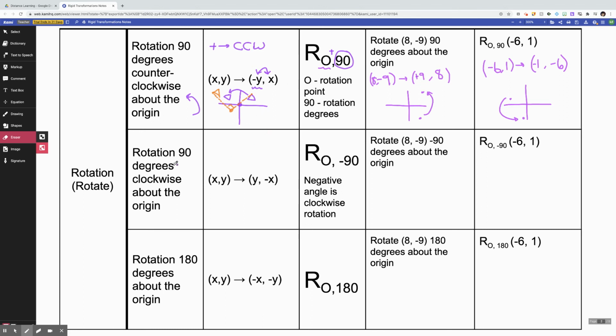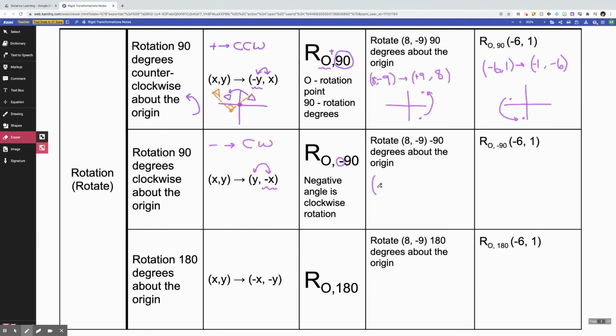All right, next is a rotation 90 degrees clockwise around the origin, okay? Notice that we have a lot of similar things going on here. So the rule is I'm switching my original x and y values, but this time instead of changing the sign of my new x coordinate, my first coordinate, I'm changing the sign of my new y coordinate, the second coordinate in my new point. And notice again that you have a negative sign in front of the 90. Negative angles means clockwise, always and forever till the end of time, okay?